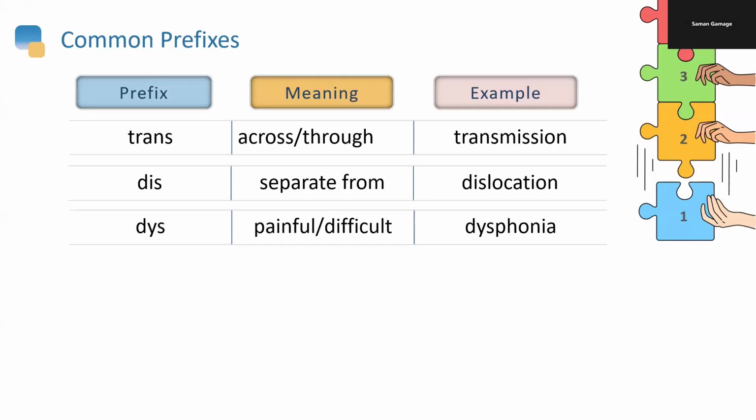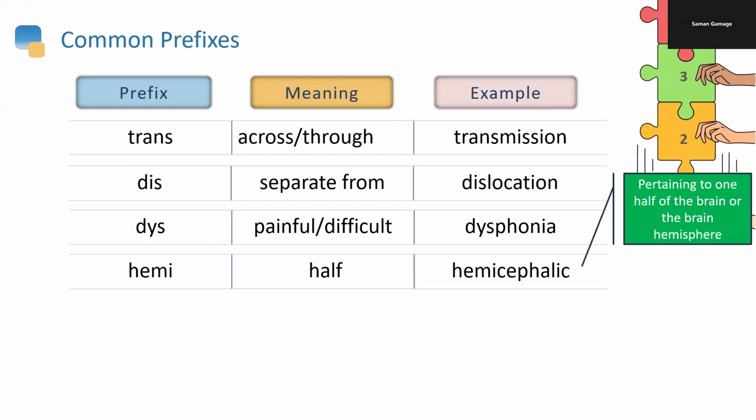Dys means painful, difficult. Dysphonia, so speaking is difficult. Hemi means half. Hemicephalic. Hemicephalic means pertaining to one half of the brain or the brain hemisphere. As you know, there are two hemispheres in the brain, right and left. So this is pertaining to one half of the brain.